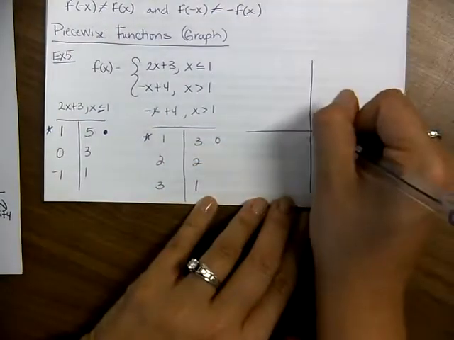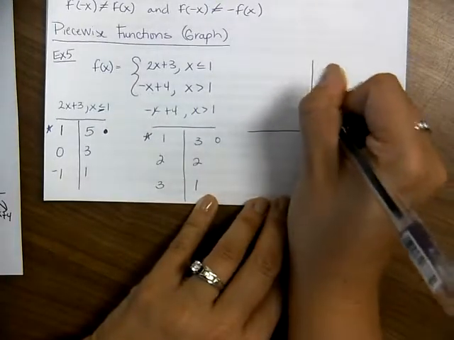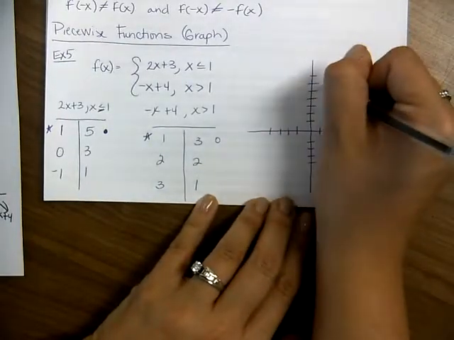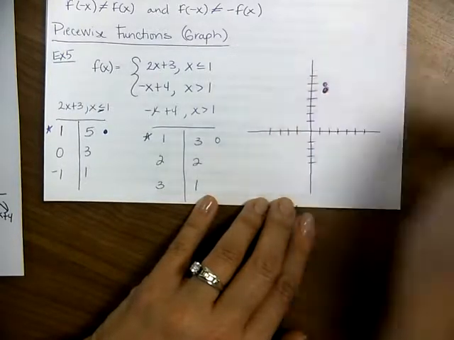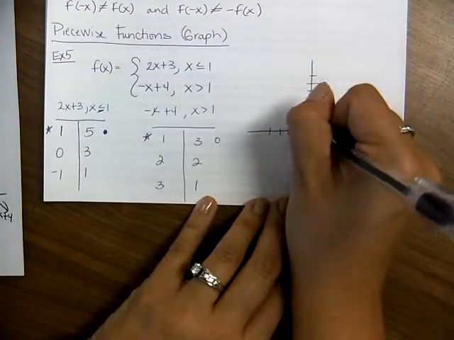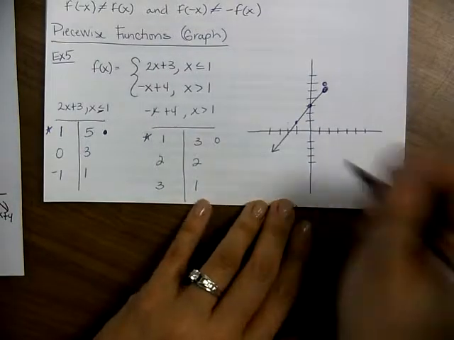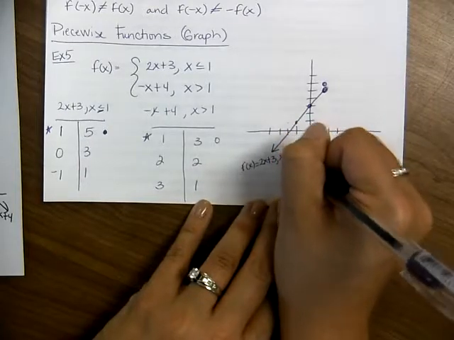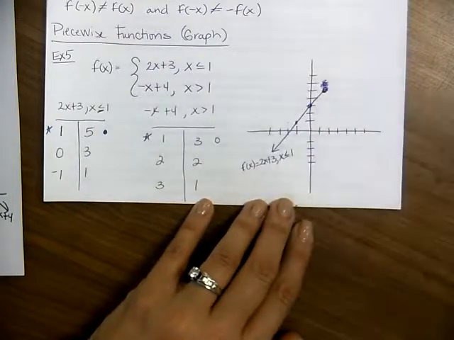Okay, now let's go ahead and just graph this. So 1, 5, we're going to have that, oh, I put it at 6. We're going to have that closed circle, 0, 3, negative 1, 1. Okay, so here is this piece. So this is where f of x is equal to 2x plus 3, and x is less than or equal to 1. Ignore this little point here.